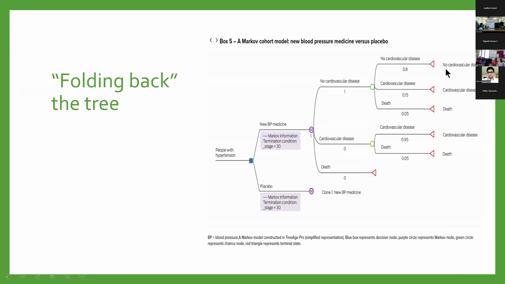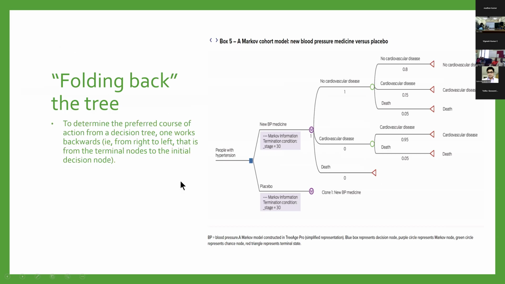What is the cost for this? You start back from here. So folding back is starting from right to left. At the end of this, this is one outcome, second outcome, third outcome. You can sum it up. You'll get a cumulative outcome at each chance node. So if you give this medicine, what is the outcome here? What is the outcome here? And you can take the most cost-effective outcome. This is called folding back the tree.